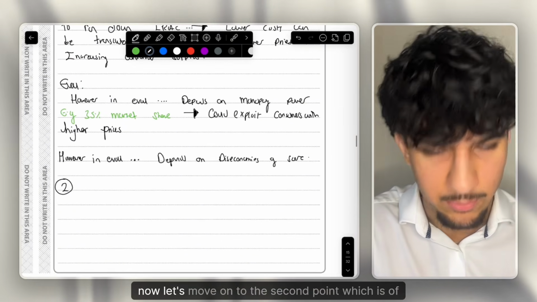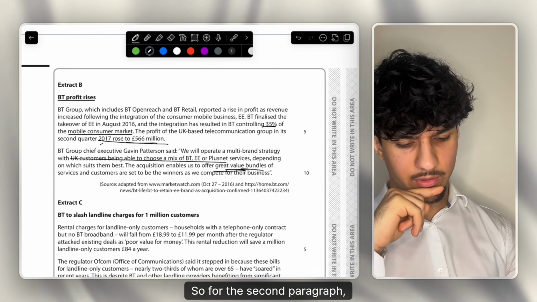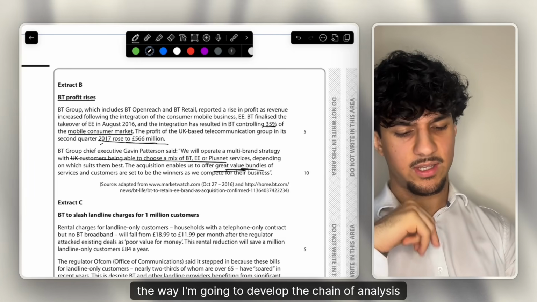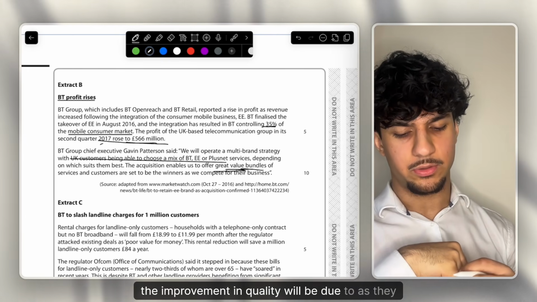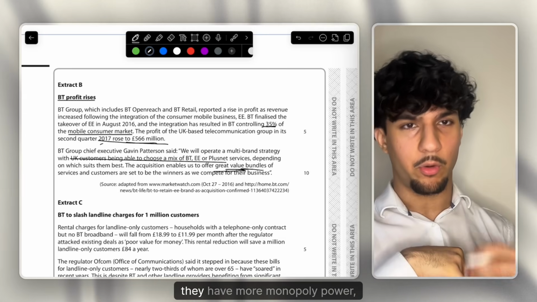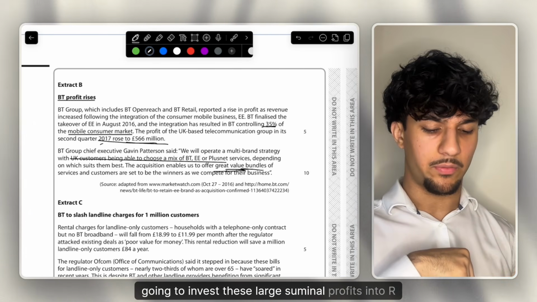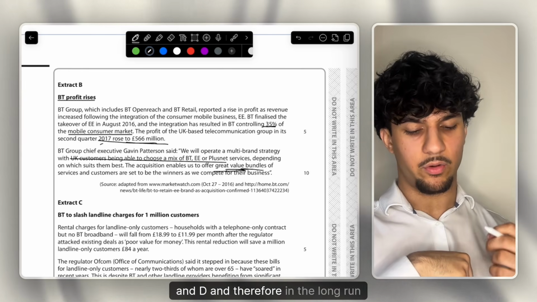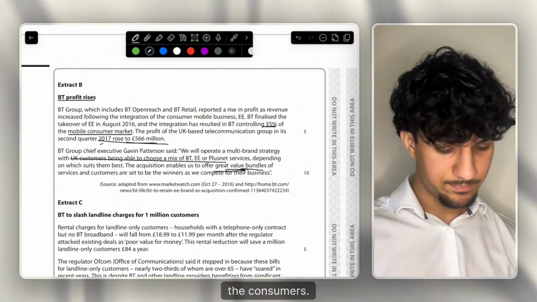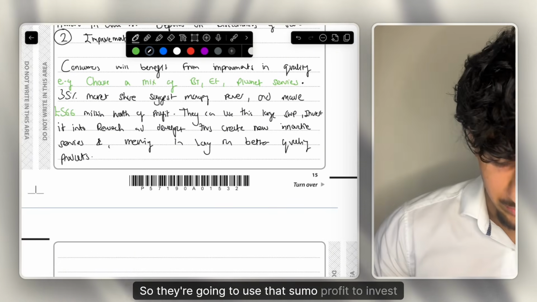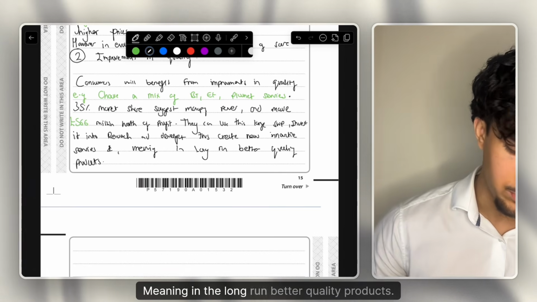But yeah, now let's move on to the second point, which is of course improvements in quality. For this second paragraph, the way I'm going to develop the chain of analysis is that the improvements in quality will be due to, as they merge, they have more monopoly power, they'll make larger supernormal profits, they're going to invest these large supernormal profits into R&D, and therefore, in the long run, it's going to lead to better quality products for the consumers. So they're going to use that supernormal profit to invest into R&D, become innovative, and make innovative products, meaning in the long run, better quality products.